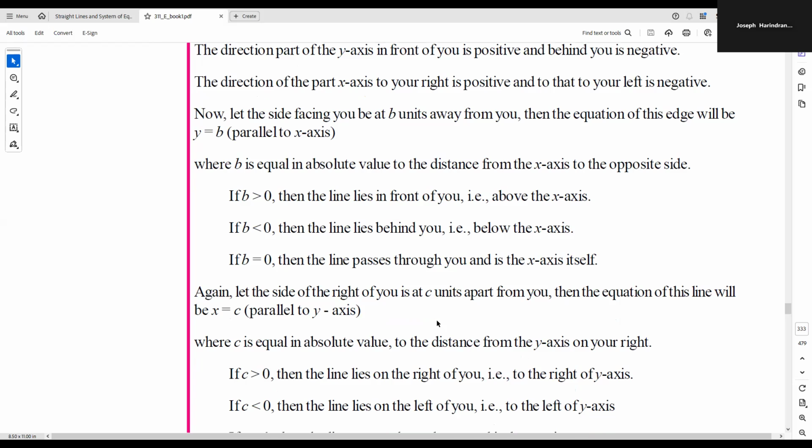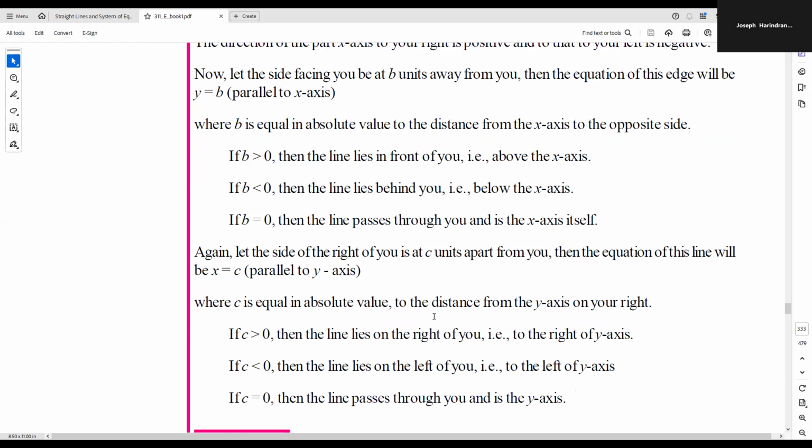Less than 0, if c is negative, then it will come to the left side. That is, it's the negative side of the x-axis. And it is left of the y-axis. And it is also maintaining the same distance from the y-axis because it's parallel to the y-axis.